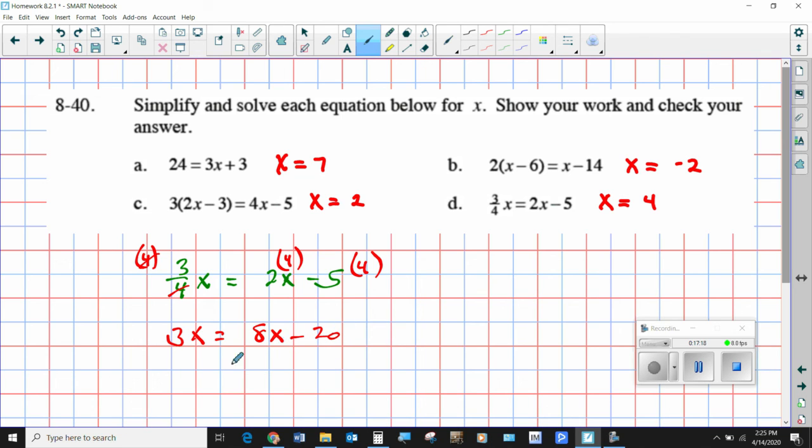So when I take away 8 x's from each side, that leaves me with negative 5 x's is equal to negative 20. So what do you multiply times negative 5 to give you negative 20 for an answer? Well, it's got to be 4, right? Because 4 of those is equal to that. And so that's how we get x is equal to 4.